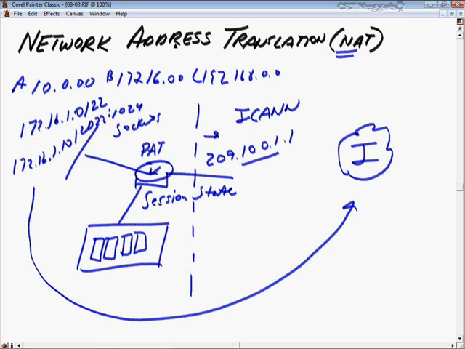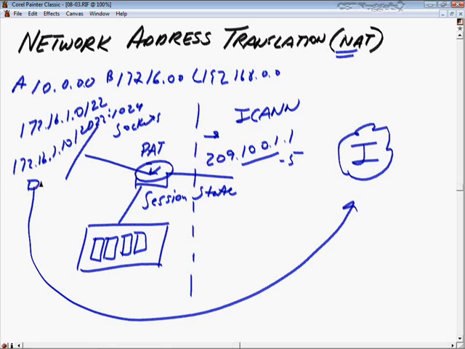That's a great thing. I can represent internal addresses by one single address. Or I could have a block of addresses. I could have 209.100.1.1 through 1.5, for example. And I can use that. I'm overloading my internal addressing scheme, representing it this way. But if I wanted to, I could do static mappings of a single internal host to a NAT global address as well.